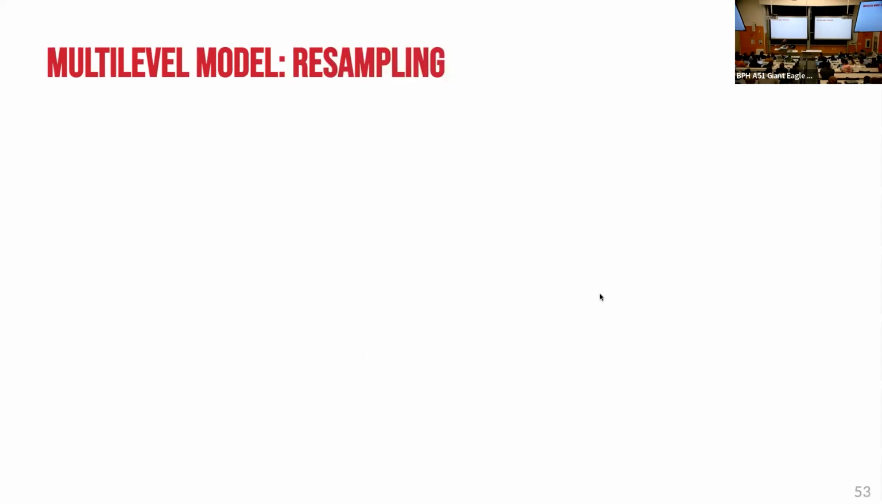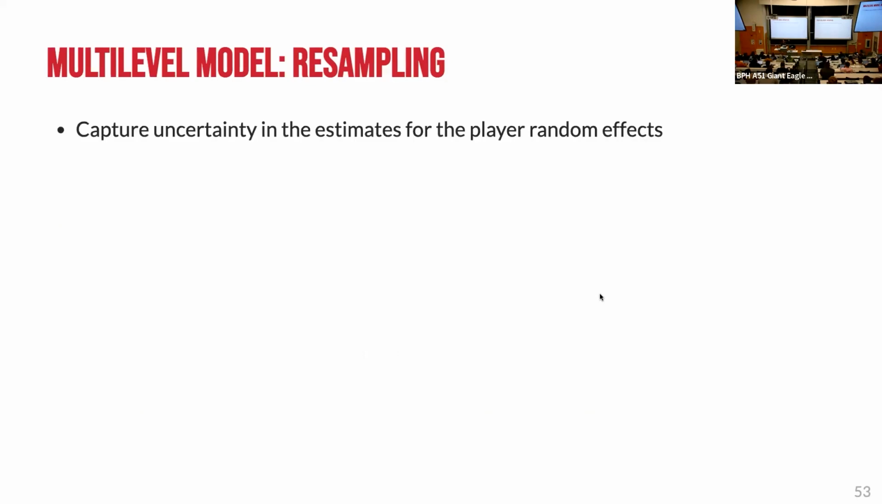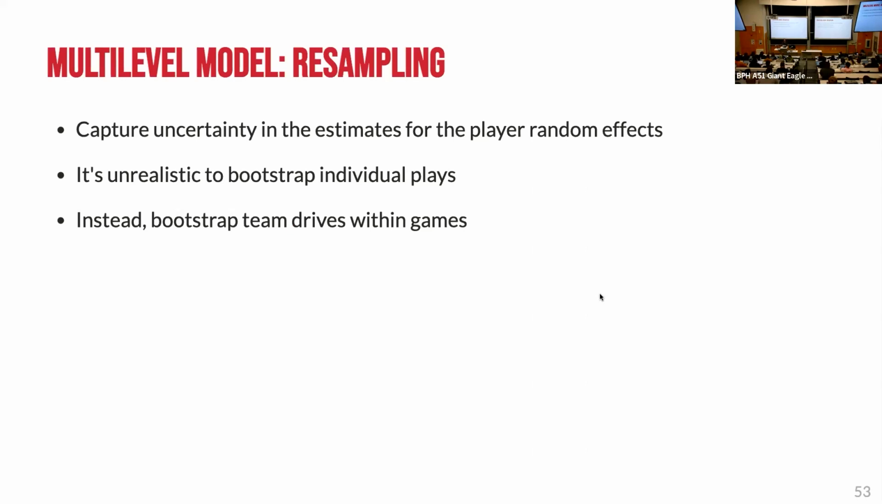And also, what we want to do for this multi-level model is gain some notion of uncertainty in the estimates for these player effects. So we're going to perform some resampling via bootstrap to get that notion of uncertainty. However, it's unrealistic to just bootstrap the individual plays. Instead, we want to bootstrap the team drives within the games, because this preserves the fact that the schedules are fixed and the plays within a drive should go together due to their dependencies and how that impacts player usage. Again, I'm not going to go too deep into this, but if you want more detail, feel free to check out our paper and also the GitHub repository for all the code.